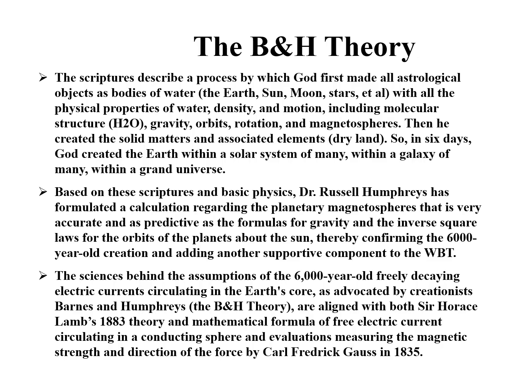Based on these scriptures and basic physics, Dr. Russell Humphreys has formulated a calculation regarding the planetary magnetospheres that is very accurate and is as predictive as the formulas for gravity and inverse square laws for the orbits of the planets about the sun, thereby confirming the 6,000-year-old creation and adding another supportive component to the Wallen biblical timeline.